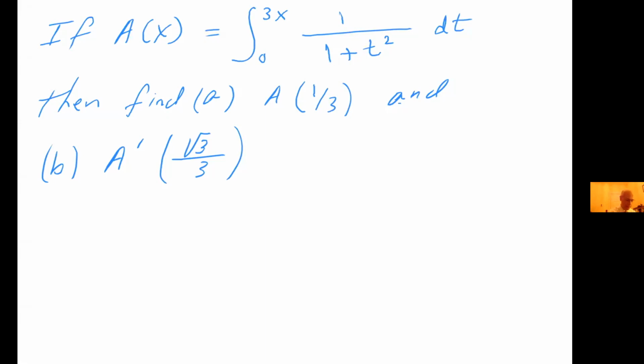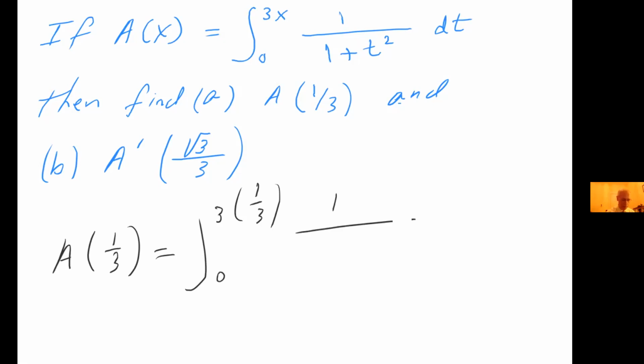This means that A of 1/3 equals the integral from 0 to 3 times 1/3 of 1 over 1 plus t to the second dt. And so 3 times 1/3 is, of course, 1. Let me go ahead and go to the next page. A of 1/3 equals the integral from 0 to 1 of 1 over 1 plus t squared dt.